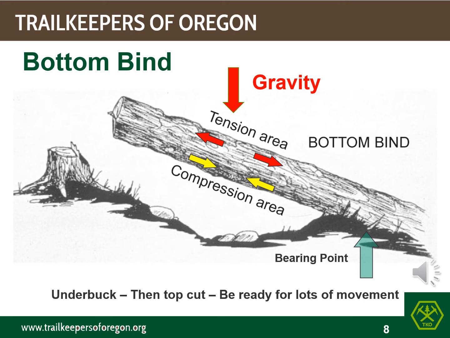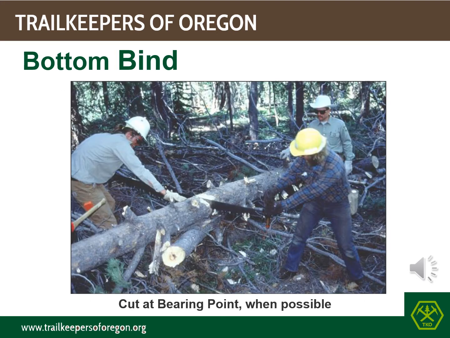Because of the multiple severe binds, these cuts could be a C cut. When possible, make the cut at a bearing point, and there will be no need for an undercut. If you can, construct a bearing point by inserting wood or rocks under the log. Small diameter logs can be used as levers with a fulcrum, and they sometimes can help to lift the log.